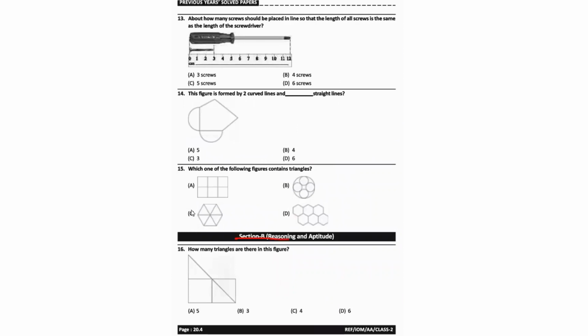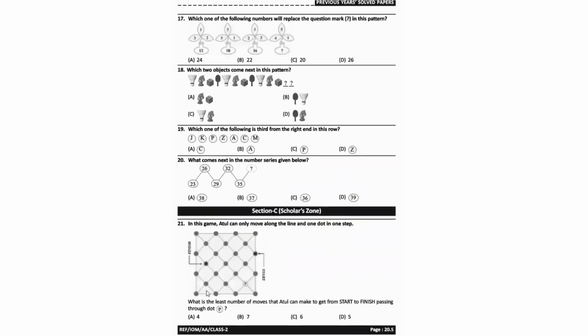Next section comes up with reasoning and aptitude. Over here, from question number 16, reasoning and aptitude is something where you have logical reasoning part. So over here, you have 5 questions from question number 16 to question number 20. Okay, all of you. And lastly, the scholars zone that we have. This section again, just like reasoning, it has again 5 more questions.